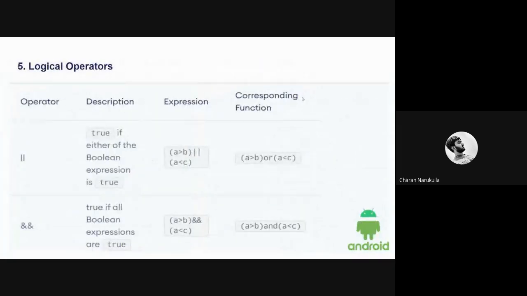And then we have the logical operators. These logical operators will play a very important role in Android. And these logical operators are mainly of two types. They are the and and or operators.